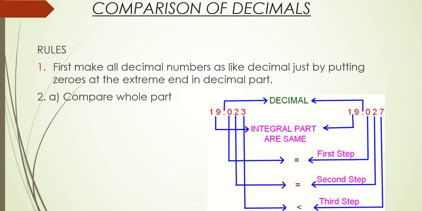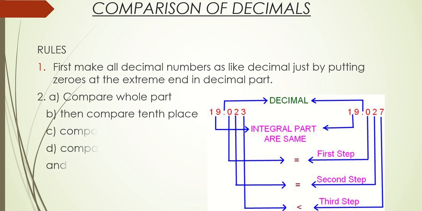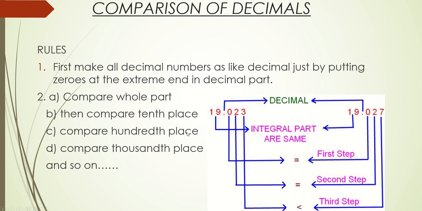Which one is greater or which one is smaller? After comparing the whole part, you have to compare the 10th place. On the left hand side, 0 is in the 10th place. On the right hand side, again I have 0 in the 10th place. So no conclusion. Next step, compare the 100th place.